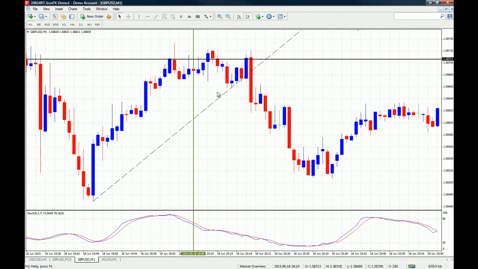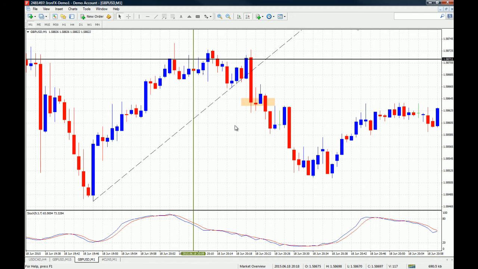Okay, now you can see that we had a first test right here, on this candle, and then a second test, a third test, a fourth test, and then we broke to the downside. Now when we break to the downside, this is the place where we are going to buy a put option with a 5 minute expiration.